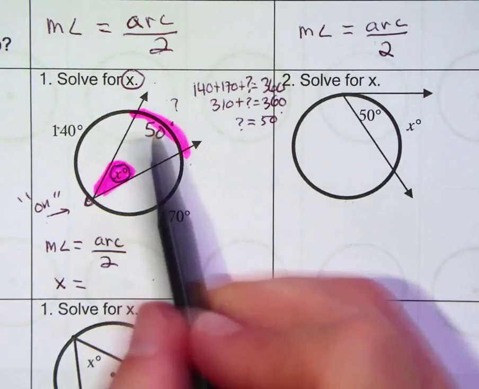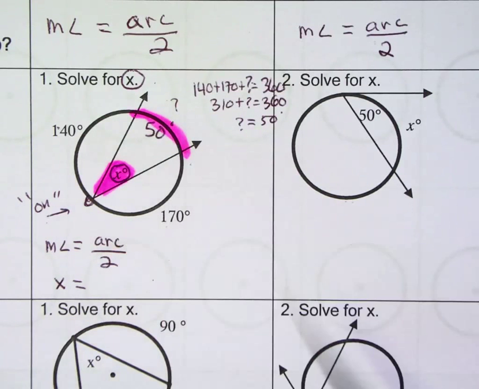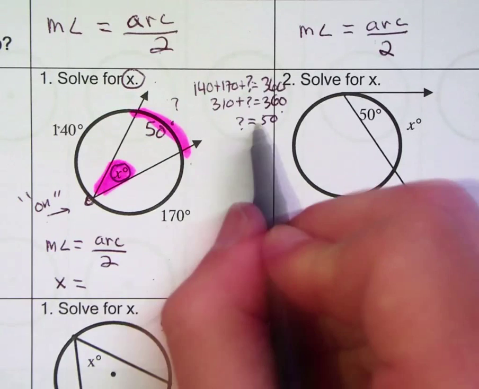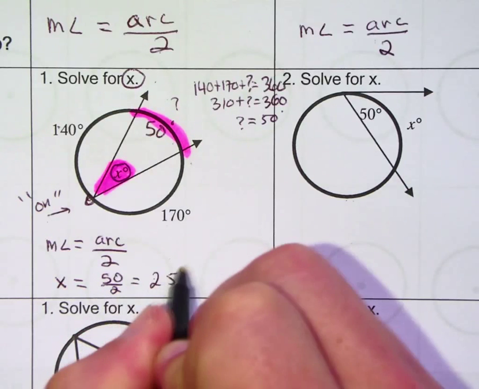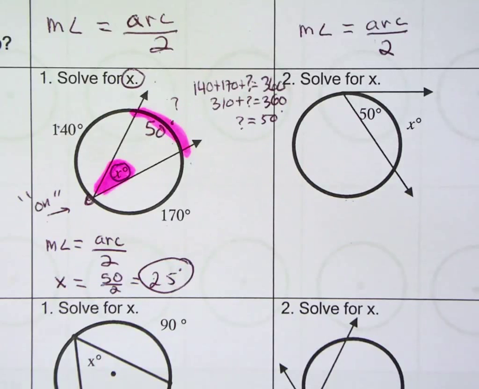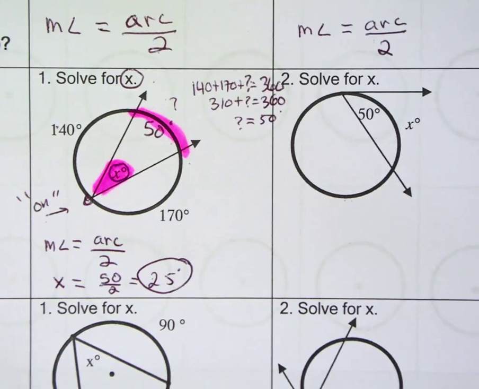So I was sneaky, and I needed you to realize that 360 is the full measurement of a circle's arc. So once you got that, this is 50, no problem, over 2. You're looking at 25 for x. Let's go take a look at the next one.